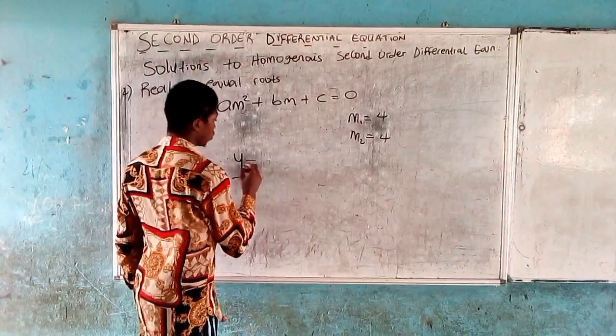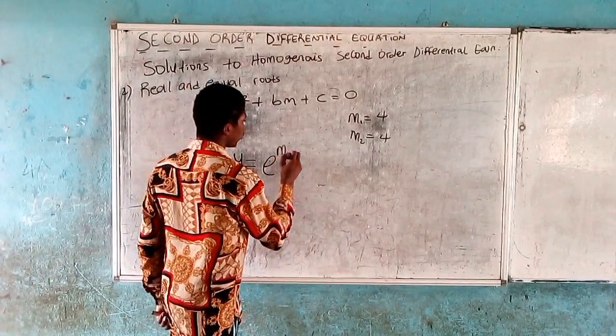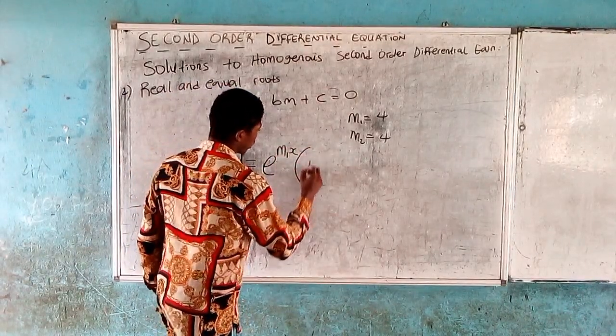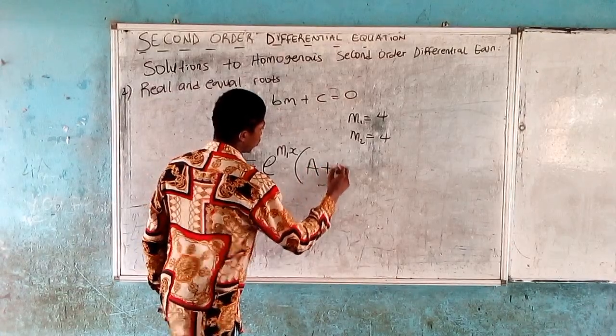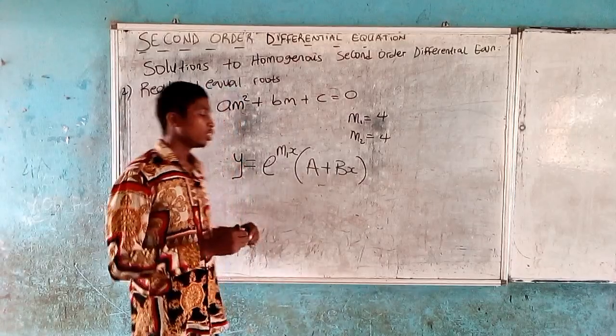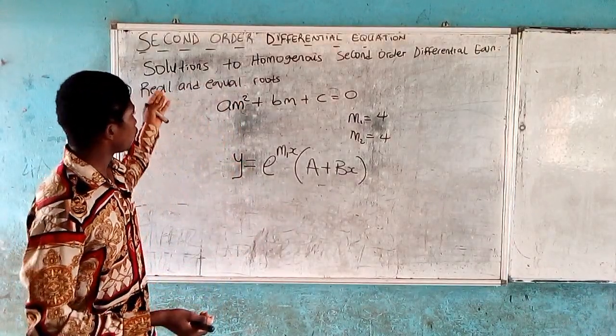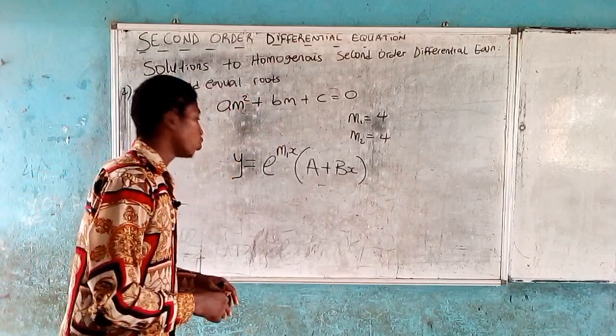The general solution for the homogeneous second order differential equation when the roots of the auxiliary equation are equal is y equals exponential m1x, open bracket a plus bx. This is the answer for when you have real and equal roots.